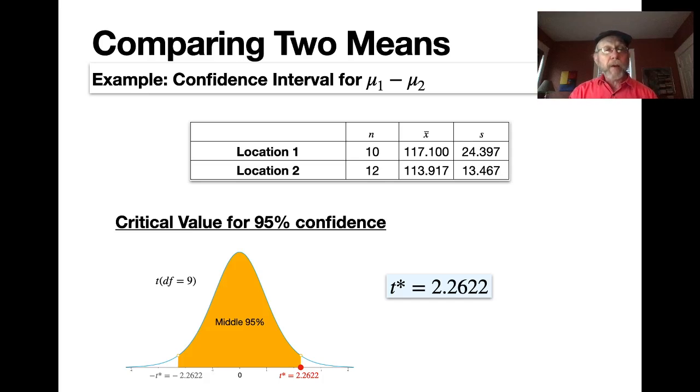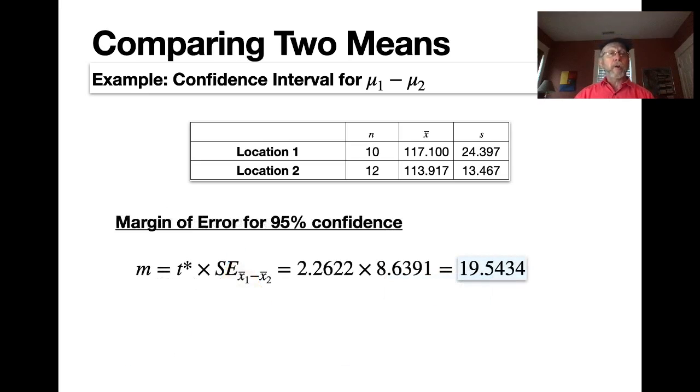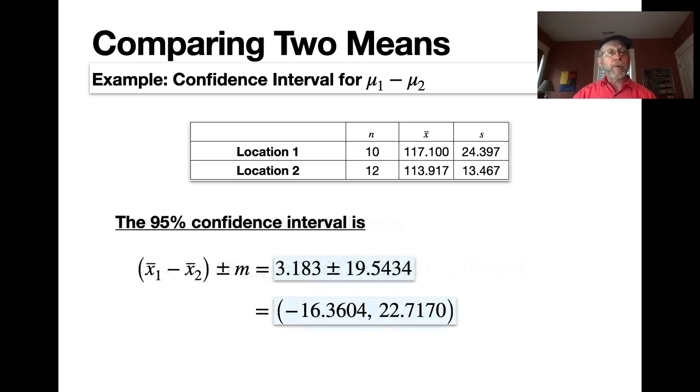We've got the critical value now. We also have the standard error. So the margin of error is just the product of those two. It's your critical value times your standard error. And that turns out to be 19.5434 minutes.